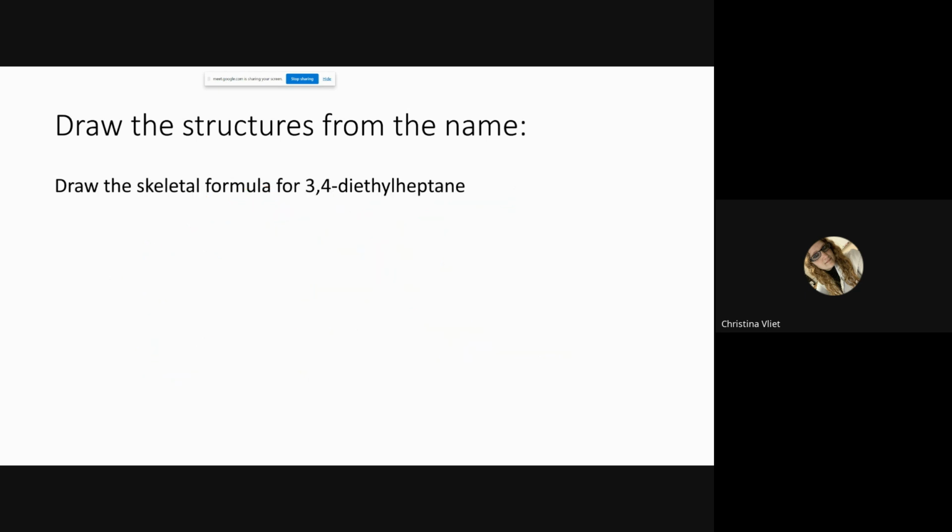3,4-diethyl heptane, skeletal. Heptane means what? So what does that look like in skeletal? 1, 2, 3, 4, 5, 6, 7. Heptane. Again, I'm going to keep it vanilla. I'm going to bring my carbon chain left to right. No matter how you draw it, how spicy you want to be, as long as you follow the rules.